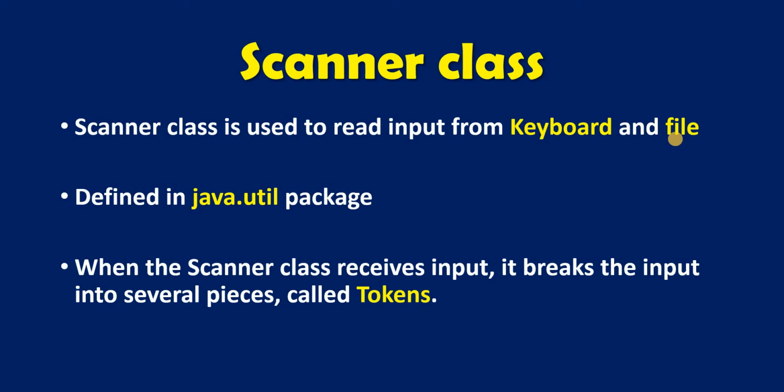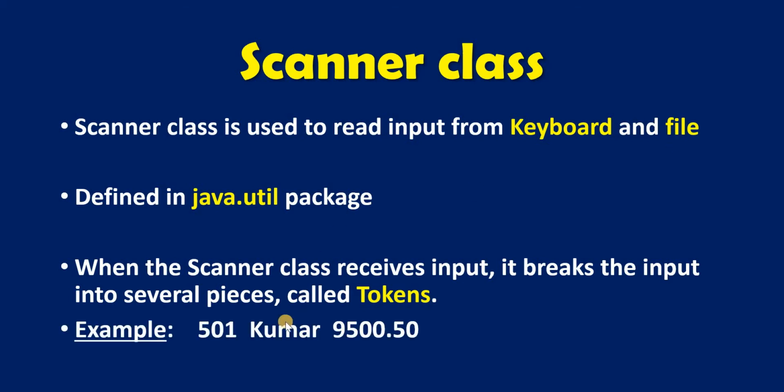When the Scanner class receives input, it breaks the input into several pieces called tokens. For example, see here, if you give input like this, the input will be divided into tokens. Here space is the divider or delimiter. So 501 will be the first token, Kumar is the next token.